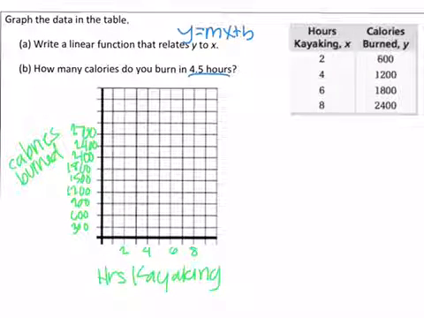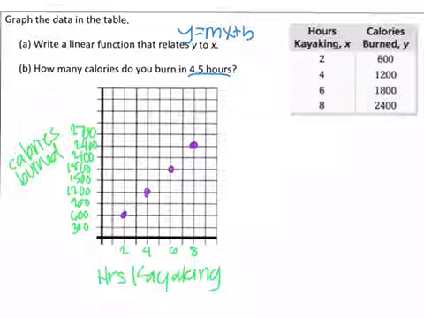So let's go ahead and start graphing. At 2 hours, we burned 600 calories. Put my point. At 4 hours, we burned 1200 calories. At 6 hours, we burned 1800 calories. And then at 8 hours, we burned 2,400 calories. So we have our function that we graphed.